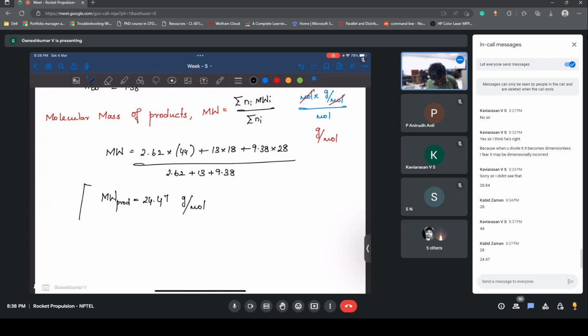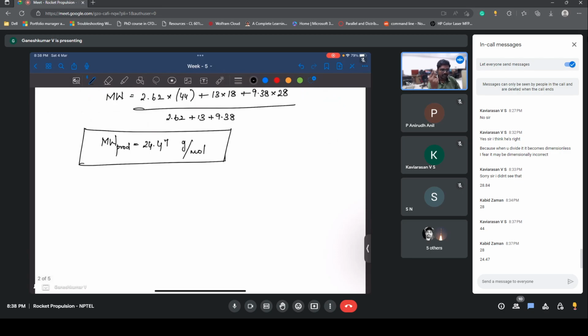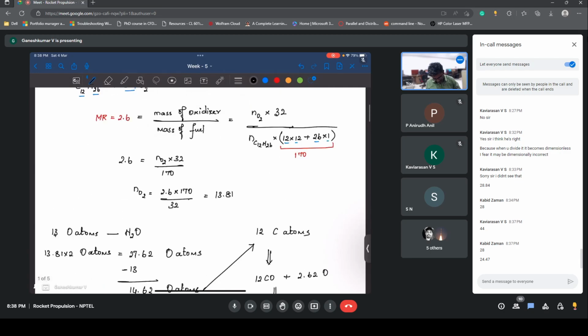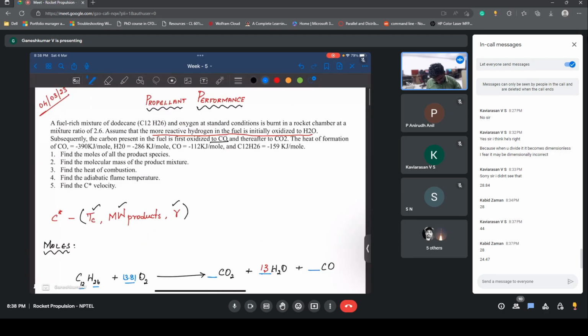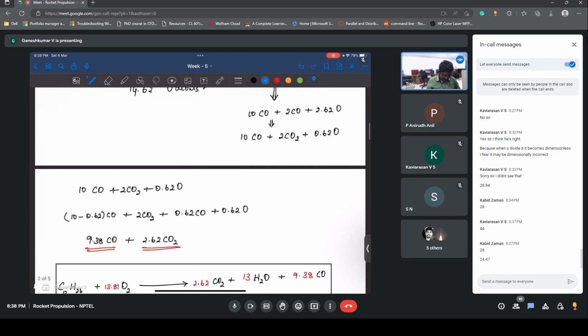Okay, the product mixture. So one thing we found out: to find the C star velocity, we found the molecular weight of the product. Now the second important thing is you need to find the temperature, right? How do we find the temperature? To find the temperature, what we need to know is the heat of combustion, right? How do we find the heat of combustion?